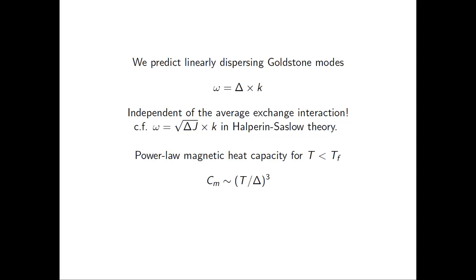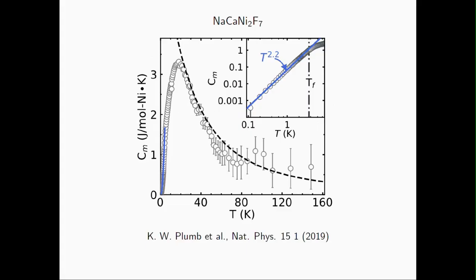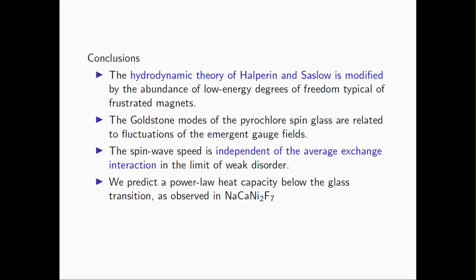This behavior has actually recently been observed in the spin liquid material NCNF, which I mentioned before. The observed power there is slightly lower, but we do expect our results to apply in the low temperature limit, and there is some clear curvature in the data. This brings me to the conclusions. We have developed a hydrodynamic theory of spin waves, highlighting a modification of the Halperin-Saslow theory, which arises due to the abundant soft fluctuations typical of frustrated magnets.